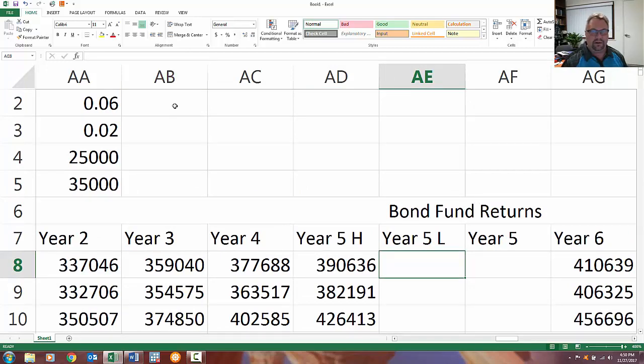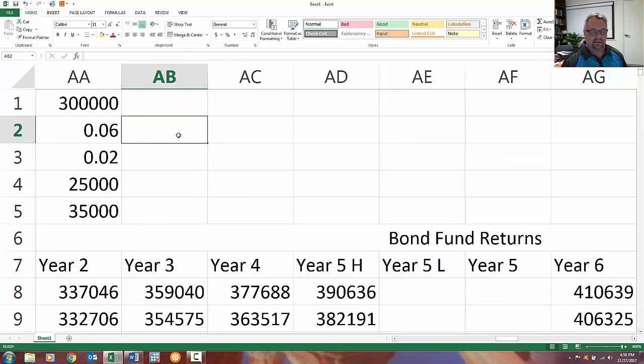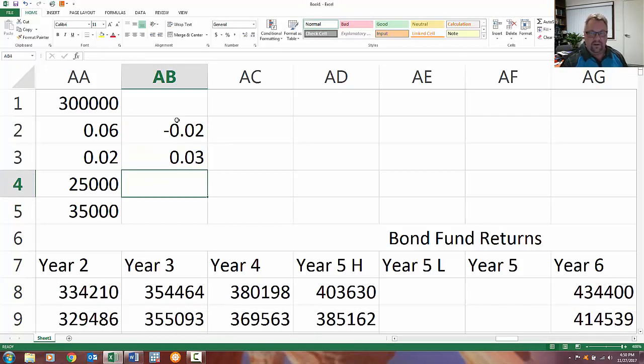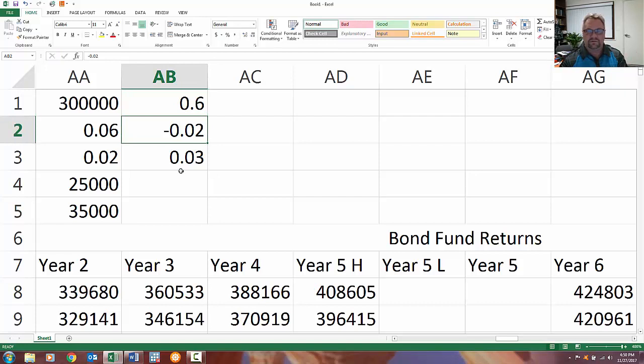And I better put in my data here. For the bond fund, the mean is going to be a negative 0.02 and a standard deviation of 0.03. And this was 60%, right? This is the probability of being in a recession. So I'll just put the 60% there.